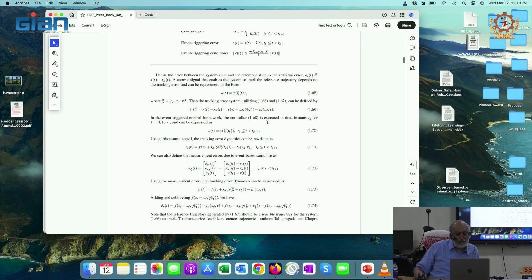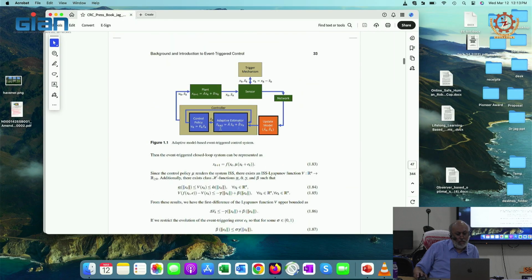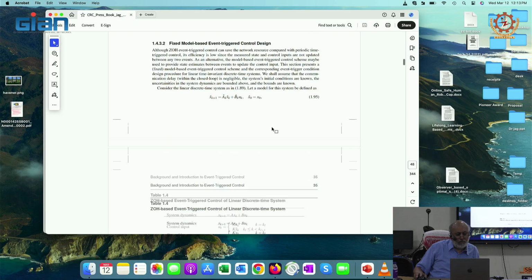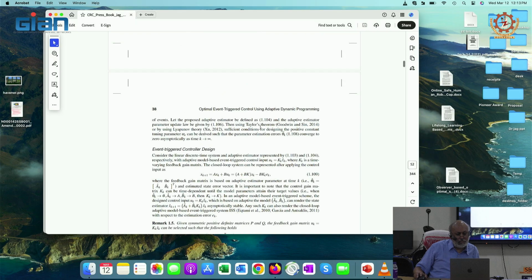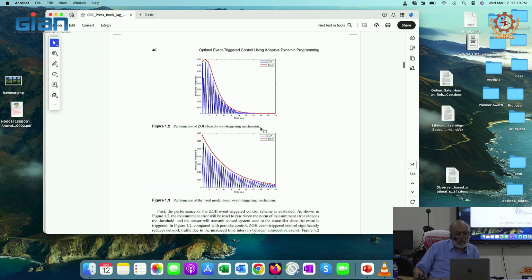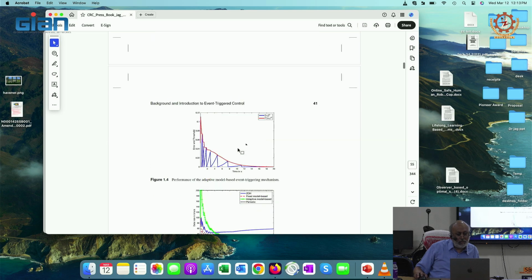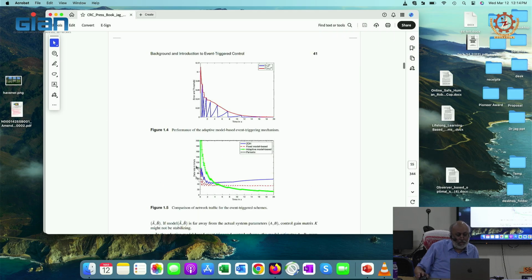So this is model based. Remember, I showed you the model based for linear system, and here is the flow chart. I did the adaptive estimator a little bit, and here is the zero order hold event triggered control system. Then there is a simulation that we compare. We compare the performance of zero order hold, fixed model based. You see that these spikes are the sampled instances, and then the one where we did adaptive. You see how few sampled instances you need, but you are able to maintain the same performance. So this reduces the data traffic on the network.